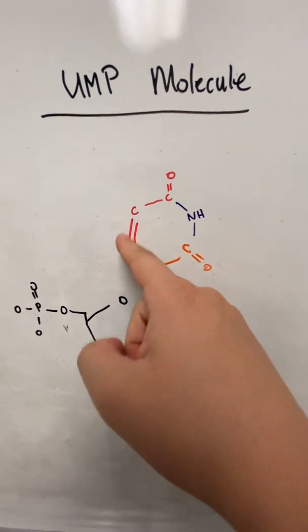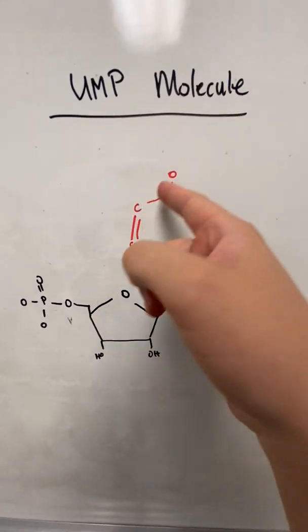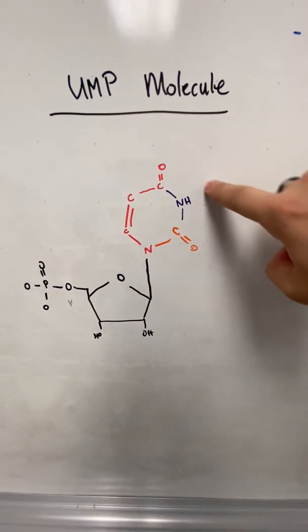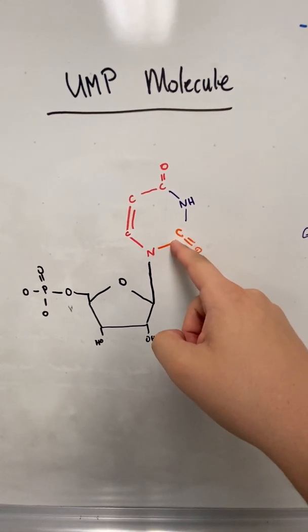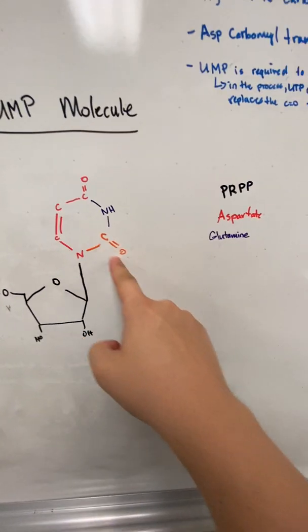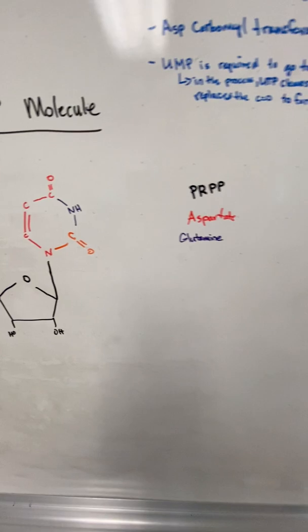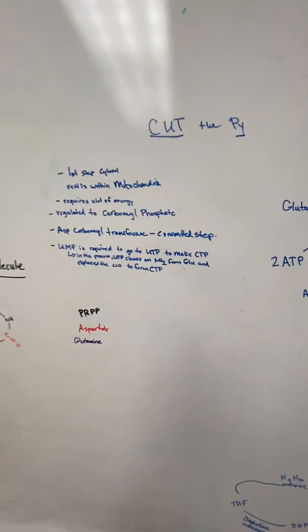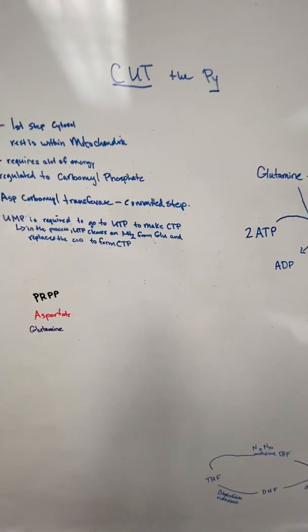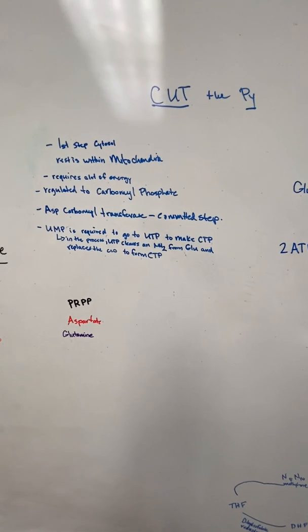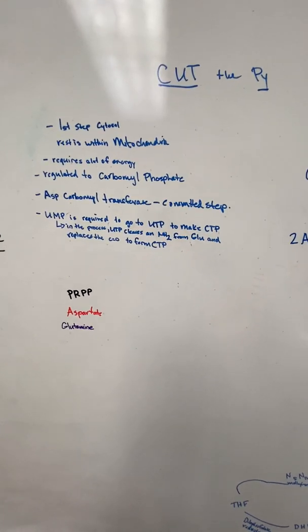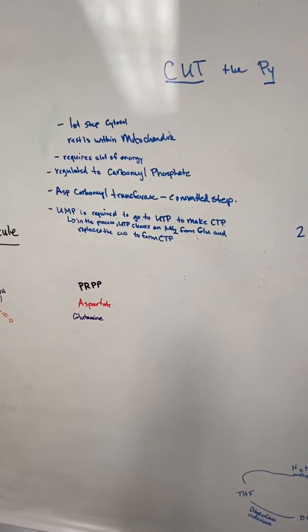Here's that aspartate, that one rate limiting step or commitment step here. We have glutamine here, and carbon dioxide is this orange part. So some notes about the pyrimidine side: the first step is in the cytosol, and the rest of it is in the mitochondria.